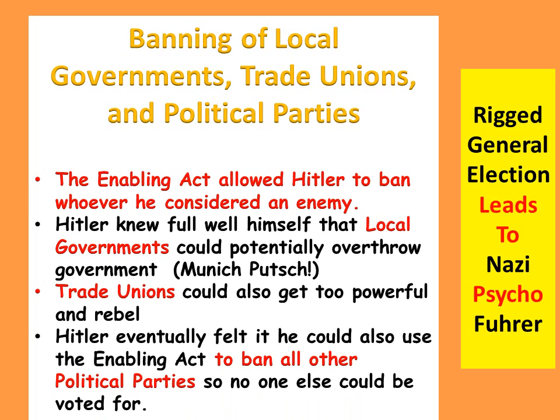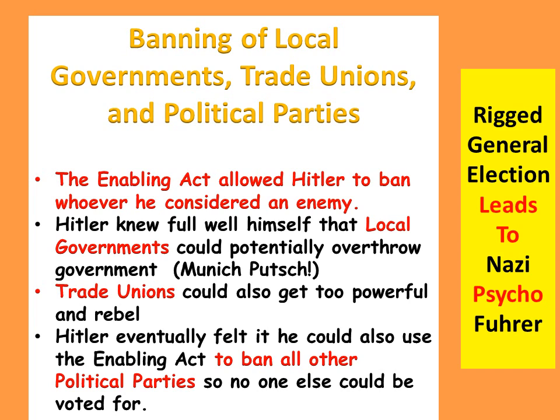And Hitler also eventually felt he could use the Enabling Act to essentially ban all other political parties, so no one else could be voted for. By this stage, this was a bit later on, hence why you've got the psycho bit after the Nazi, because in your mnemonic, the psycho bit, the banning of political parties, happens a little bit later.